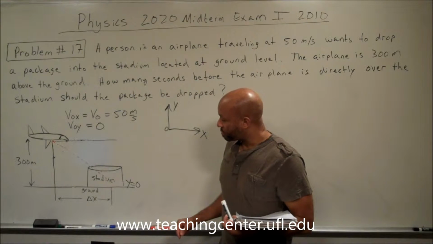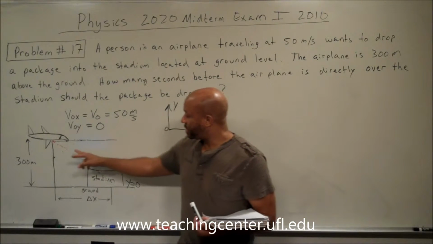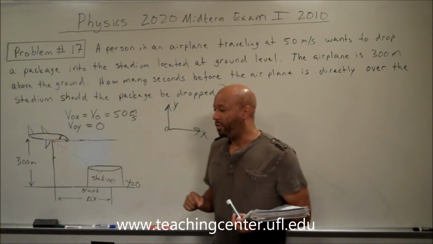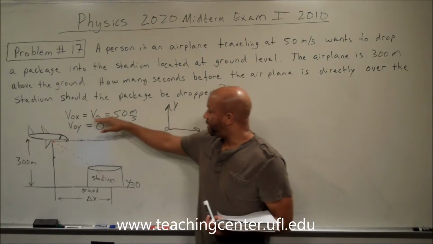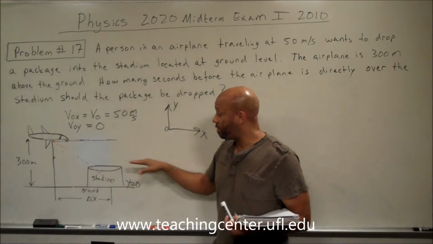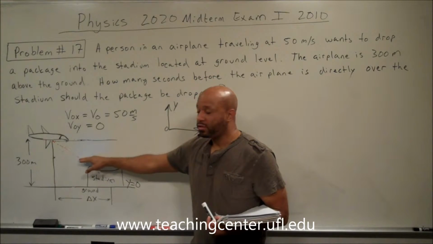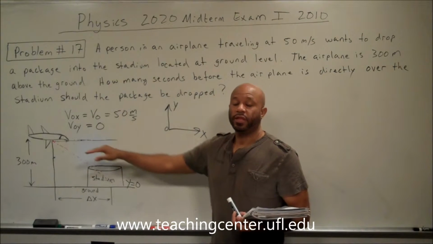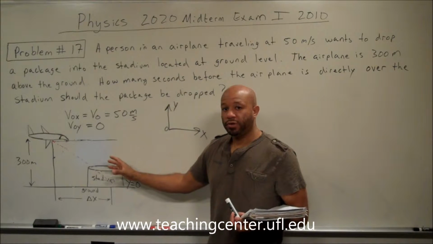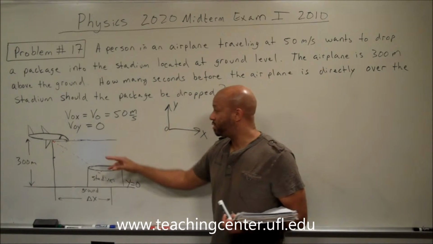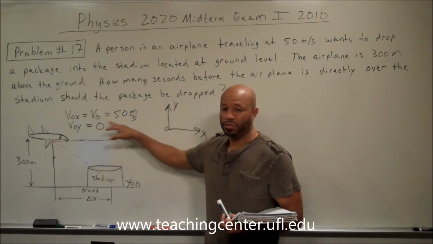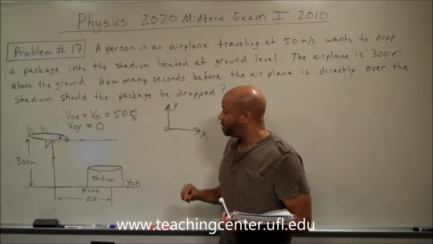So basically gravity is only going to act in the y direction on the object. That means that the velocity in the x direction is going to be constant throughout. As this package is falling, it's still traveling 50 meters per second in the x direction, but there is going to be some acceleration on the object in the y direction, which is going to cause the initial velocity in the y direction to increase from 0 to some other velocity. Okay, so what does that mean?